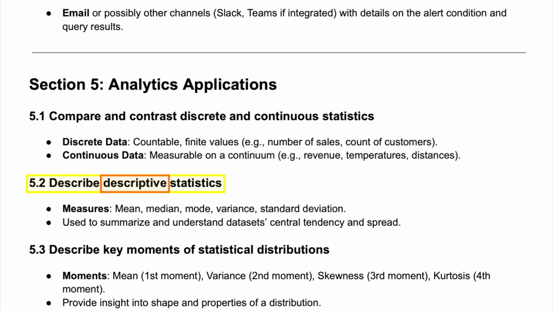5.2 Describe descriptive statistics. Measures: mean, median, mode, variance, standard deviation. Used to summarize and understand datasets. Central tendency and spread. 5.3 Describe key moments of statistical distributions. Moments: mean, first moment; variance, second moment; skewness, third moment; kurtosis, fourth moment. Provide insight into shape and properties of a distribution.